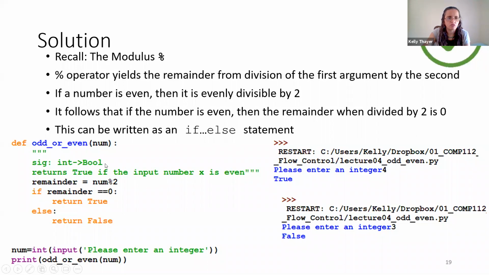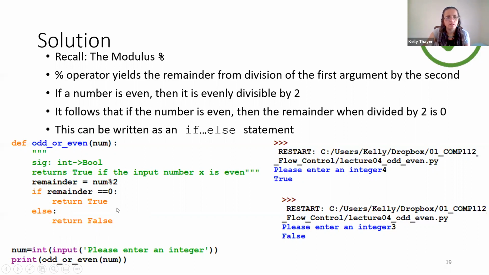So here we have our signature. The input is an integer and the output is going to be a Boolean, and a brief summary of what the function is going to do. So remainder is equal to the number % 2. So whether or not the number has a remainder of 0 or 1, which would be the choices, provided that it's an integer. Okay, so if the remainder is equal to 0, then that means that it must have been divisible by 2. So we'll return true. Otherwise, we'll execute the else branch, and this will return false.